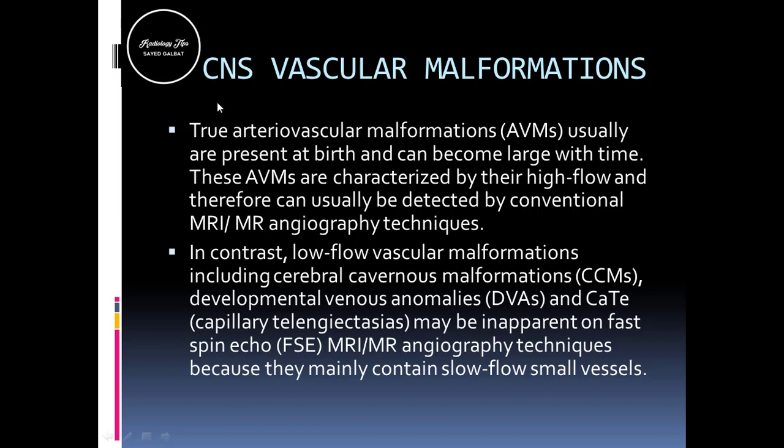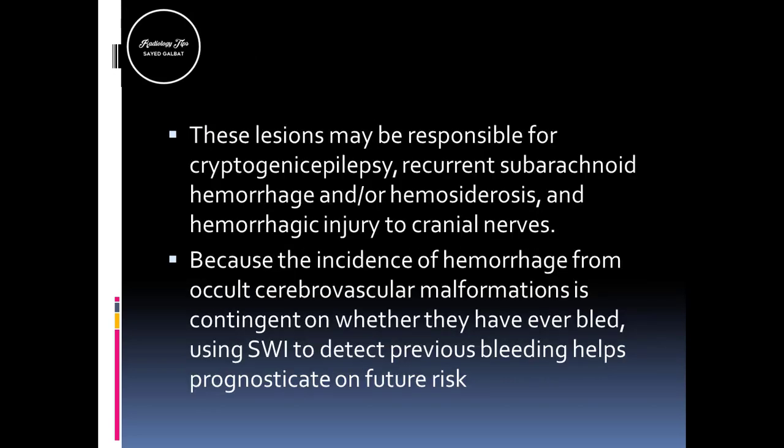So another clinical application, CNS vascular malformation. True arteriovenous malformations usually are present at birth and can become large with time. They are characterized by their high flow and therefore can be detected by conventional MRI or MR angiography. In contrast, low flow vascular malformations, including cerebral cavernous malformation, developmental venous anomalies and capillary telangiectasia, may be inapparent on fast spin echo sequences because they mainly contain slow flow small vessels. These lesions may be responsible for epilepsy, recurrent subarachnoid hemorrhage, and hemosiderosis.